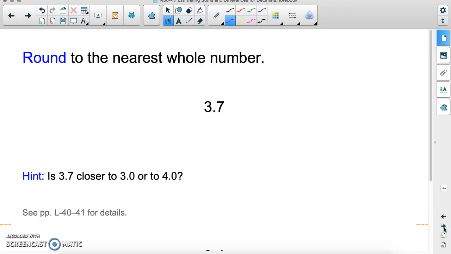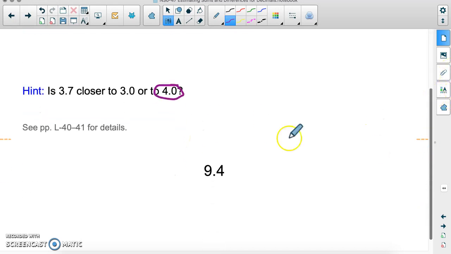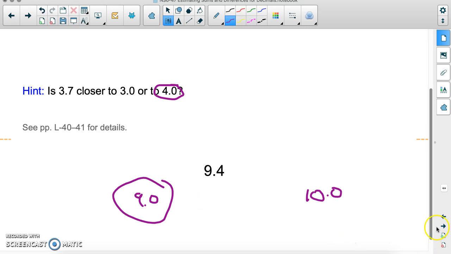Now, if I wanted you to round to the nearest whole number 3.7, so 3.7 would be between 3.0 and 4.0. Which one is it closest to? Well, 3.7 is going to be closest to 4.0. It's only 3 jumps away. What about 9.4? Would 9.4 be closer to 9.0 on the number line, or would it be closer to 10.0? Well, it's going to be closer to 9.0.